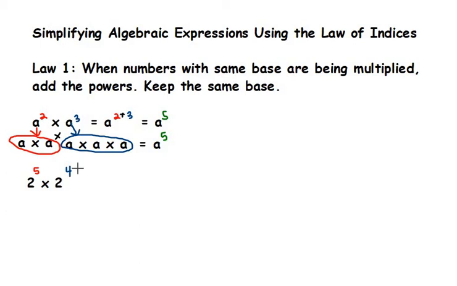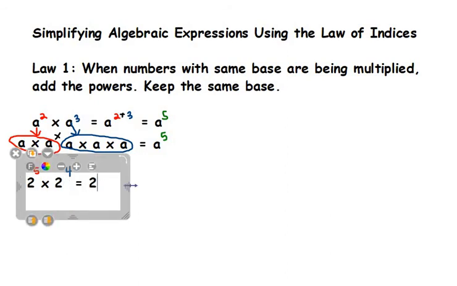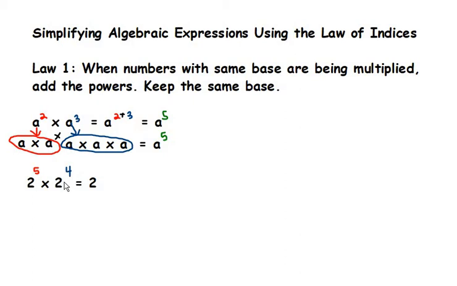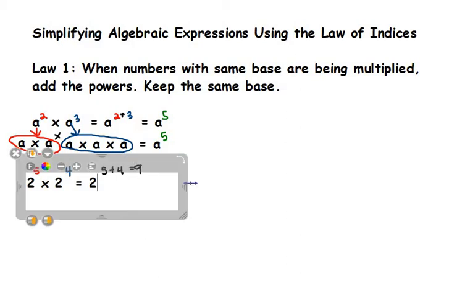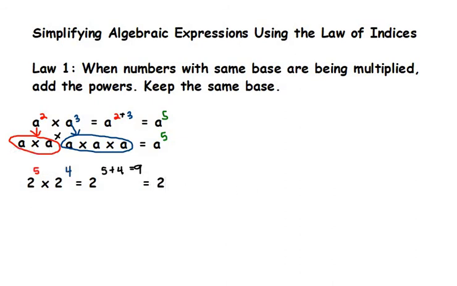Alright, so what we're going to do, we're going to keep the same base and we're just going to add the powers. So we have two numbers being multiplied, they have the same base, we're just going to simply add their powers. And that would give us a final answer of 5 plus 4, that would give us 9, or 2 to the 9th power. Okay, so that is our final answer.